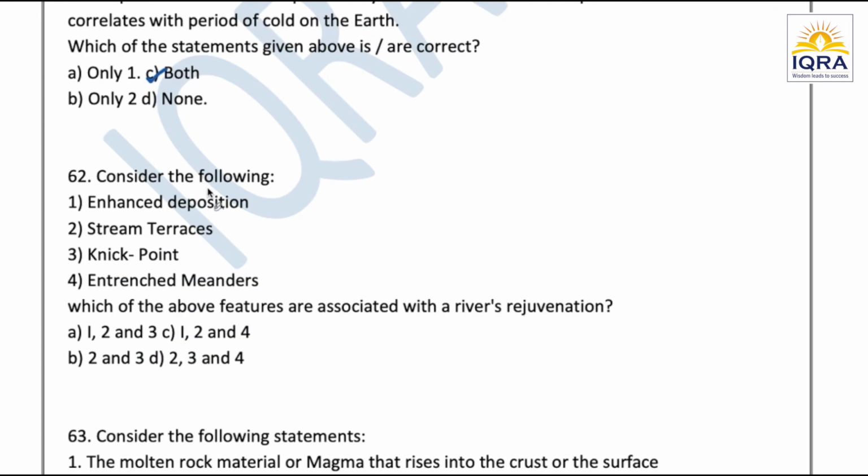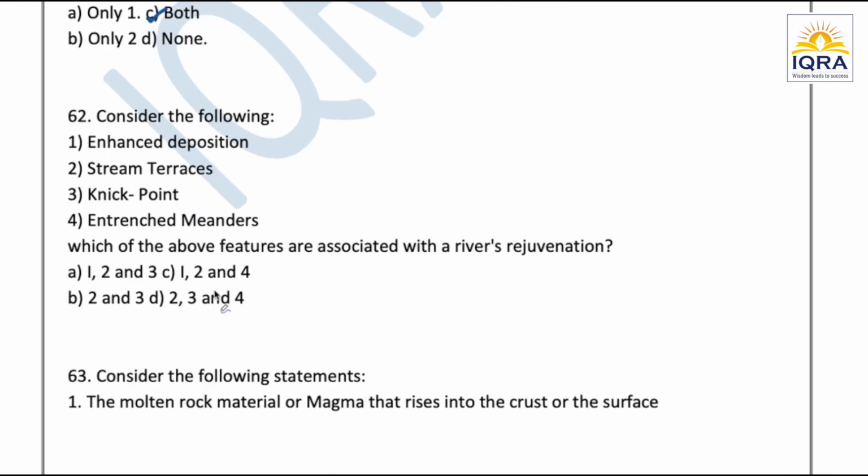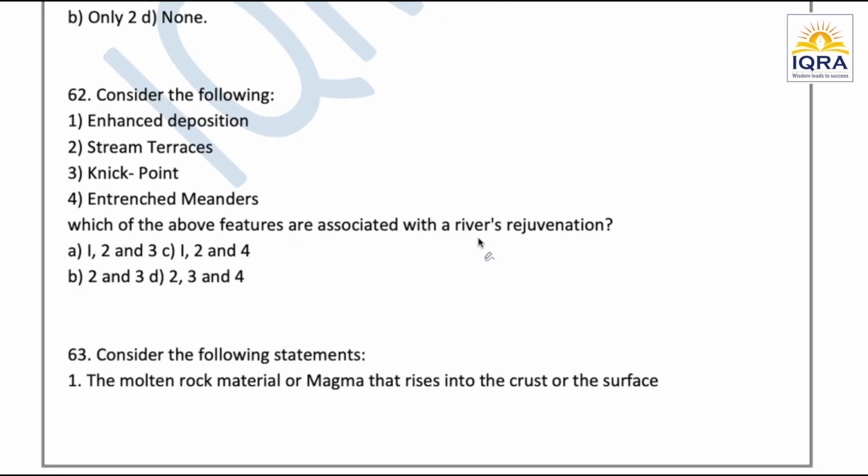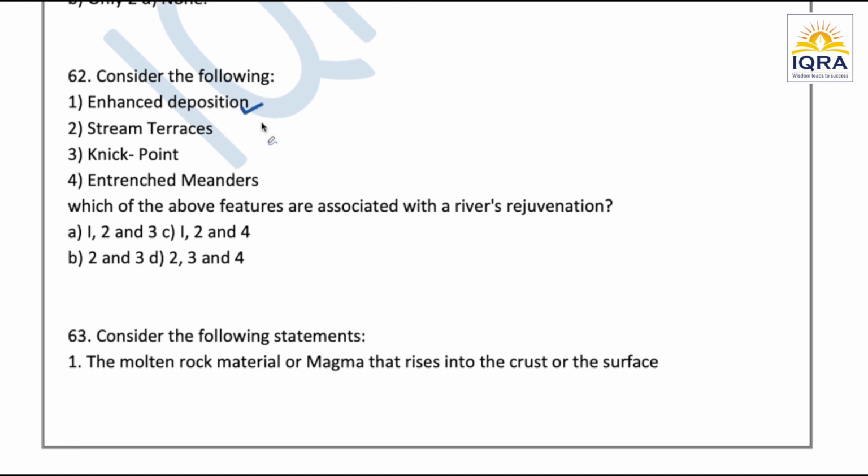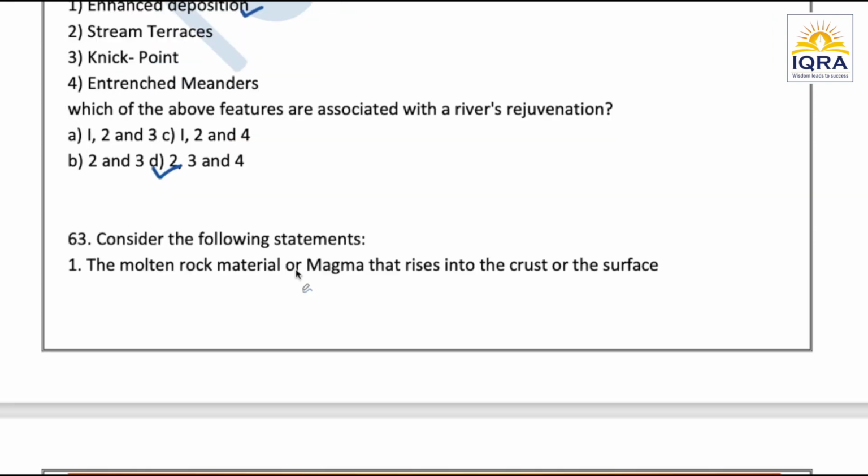Moving on to the next question, question number 62. Consider the following: enhanced deposition, stream terraces, neck points, entrenched meanders. Which of the following features are associated with river rejuvenation? So for this, see, the river rejuvenation can lead to a number of changes in the landscape. This includes the formation of waterfalls, rapids ban jate hain, river terraces ban jate hain, neck points, meanders, etc. But enhanced deposition is not a feature of this. Hence, if we eliminate the first option, we are only left with option 2, 3, and 4. That is, D would be the correct answer for this question.